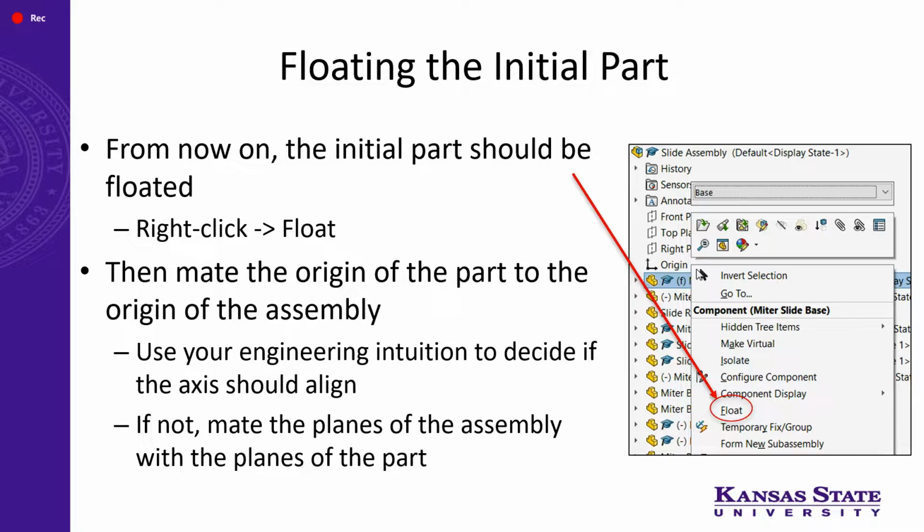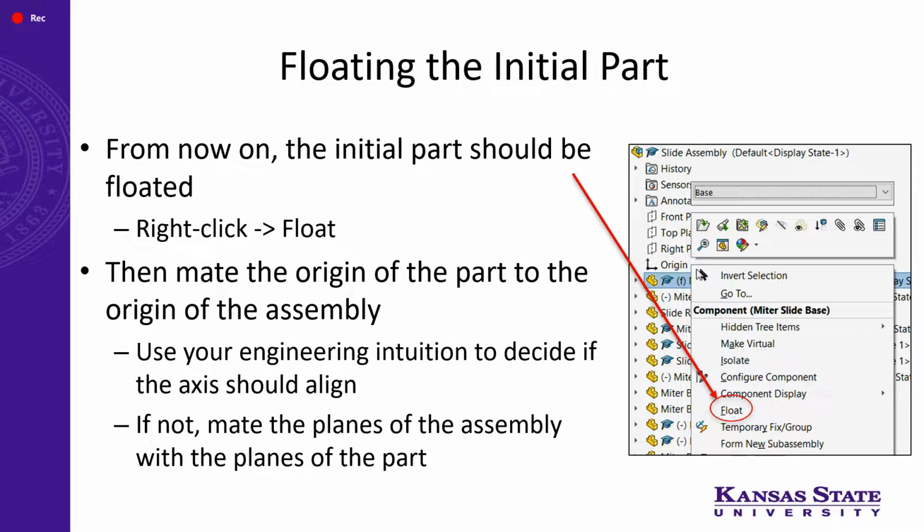So from now on, all the parts, or not all the parts, but the first part you put in should be floated. And what that means is the part's going to come in as fixed. So the part's going to come in as fixed, which is that F right there. And what you want to do is float that part, because a fixed part is similar to making a point fixed in a sketch. You're locking it into place without actually giving it any actual place in space.